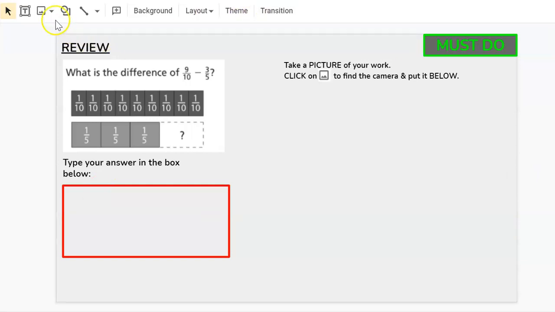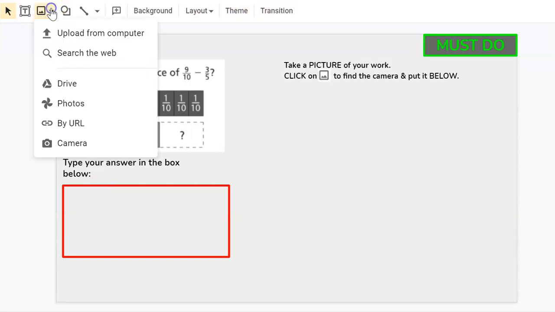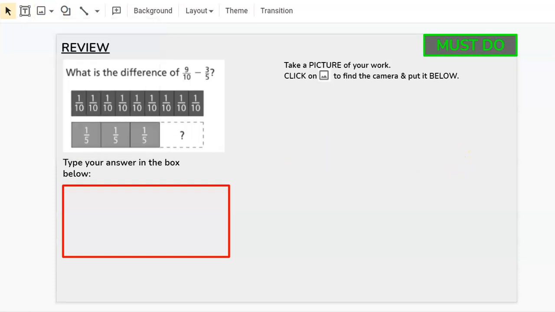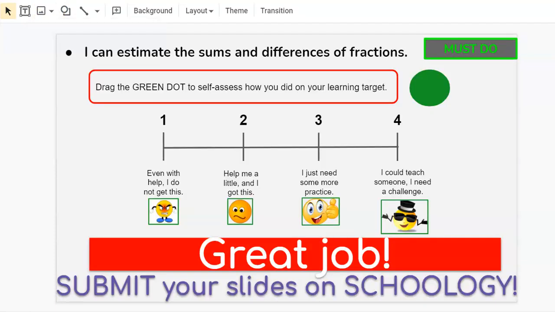Remember, when you're taking a picture, you can just click right here on Insert Image, and then click Camera to insert your image. Once you're done with all of those problems, you rate yourself on how you did today and then submit your slides on Schoology.